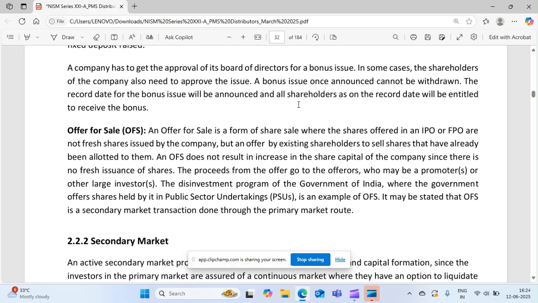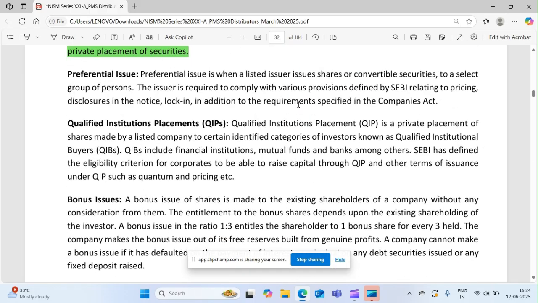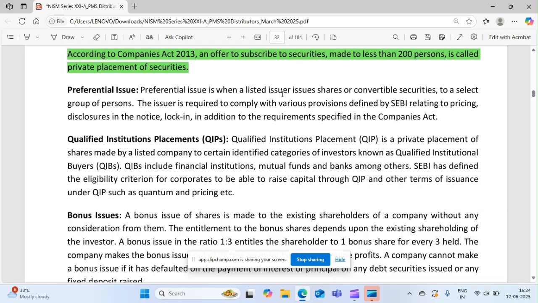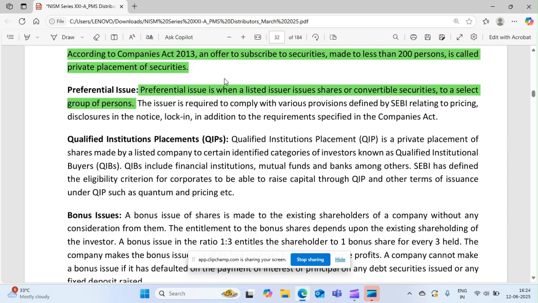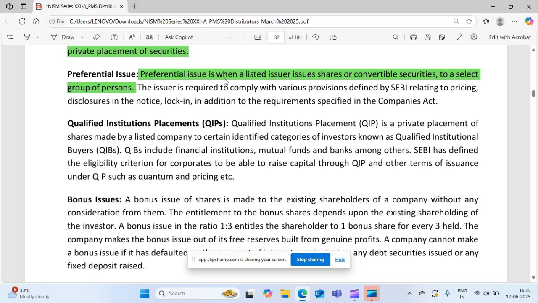Then you have the other aspect, which I've skipped, but I will take you back. Preferential issue is when a listed issuer issues shares or convertible debentures to a select group of investors, right? This is called the preferential issue. This is another term that you need to know. The issuer is required to comply with various provisions under the SEBI Act related to pricing, disclosure, and lock-in. So that's called the preferential issue.